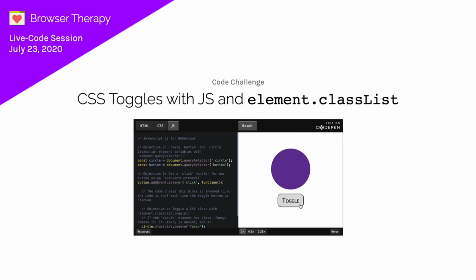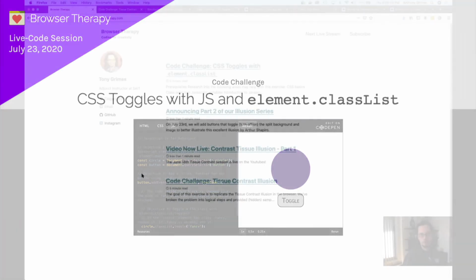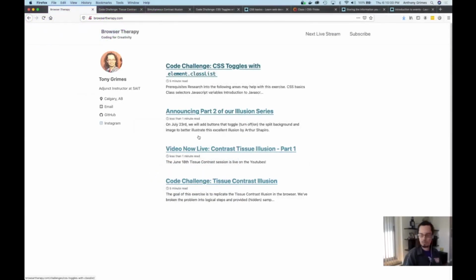Browsertherapy.com is the homepage that I'm using for this project. And it's pretty simple. All we've got is 4 blog posts. This top one here is what we're going to be doing today. If you're interested in what we did last month, we have these 3 links here.